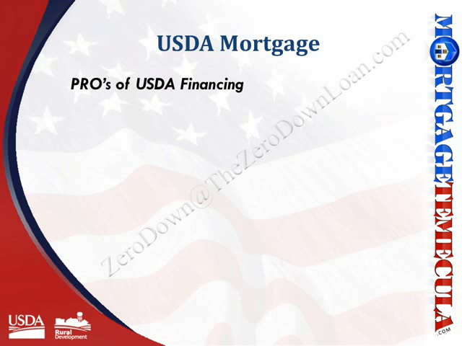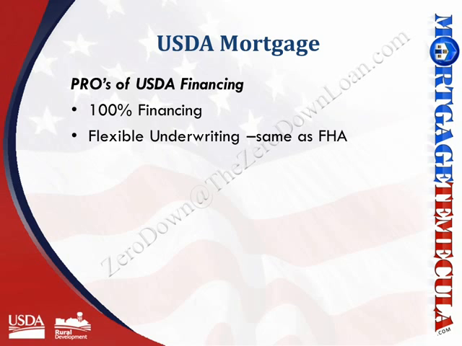Let's take a look at some of the pros of USDA financing. 100% financing, no money down. Flexible underwriting guidelines such as FHA. There is no loan amount limit. There is no limit on the loan amount. That's an awesome thing and sets that apart from FHA and conventional financing. The borrower is only limited by how much they can afford.